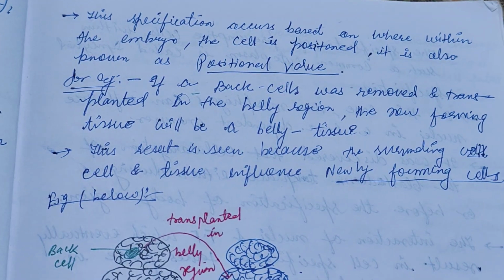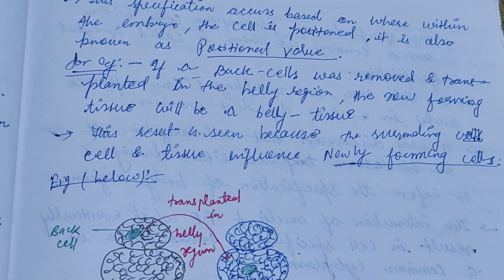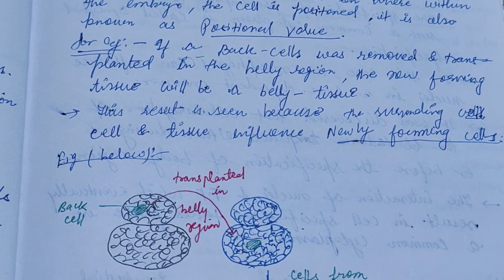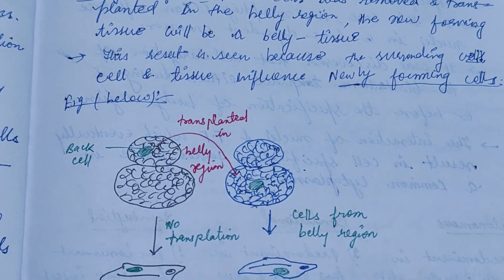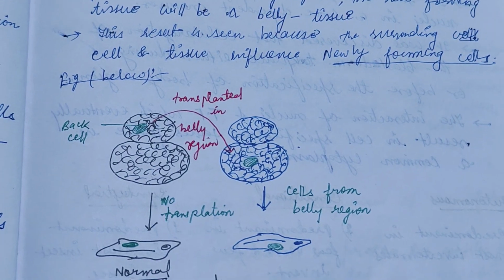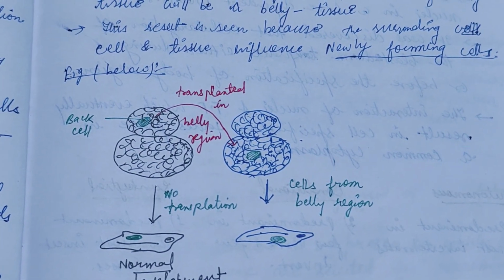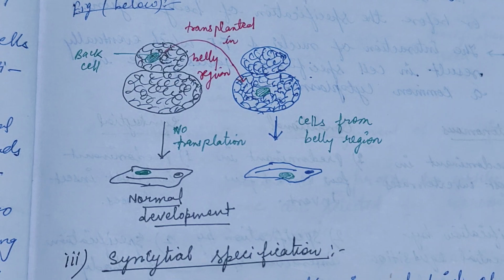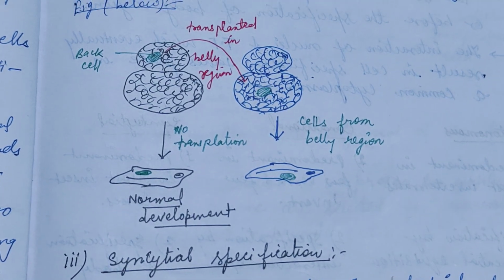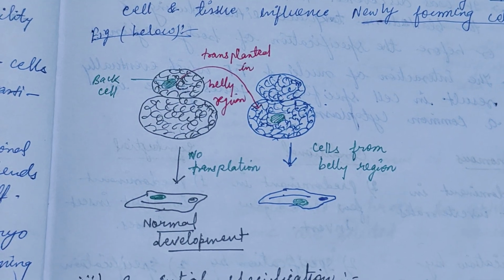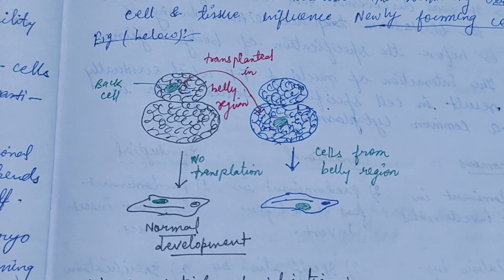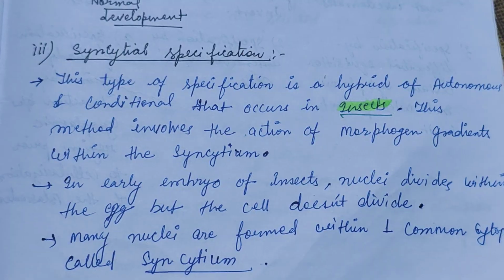For example, if a back cell is removed and transplanted into the belly region, the newly forming tissue will be belly tissue. This result is seen because the surrounding cells and tissues influence the newly forming cell. So here is the figure of the normal development of tissues and the back cell, which is removed and transplanted into the belly region.